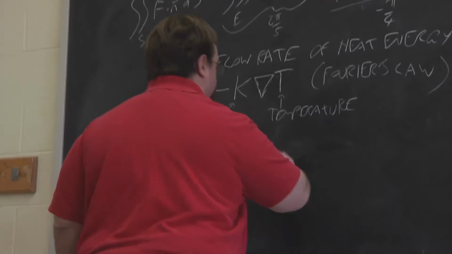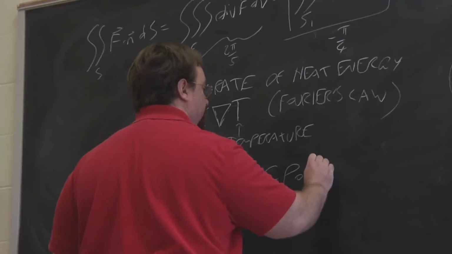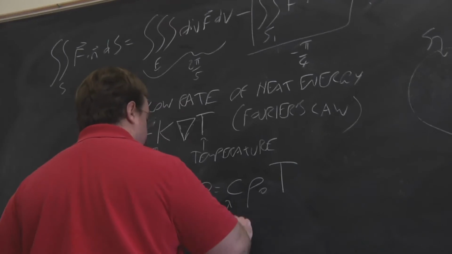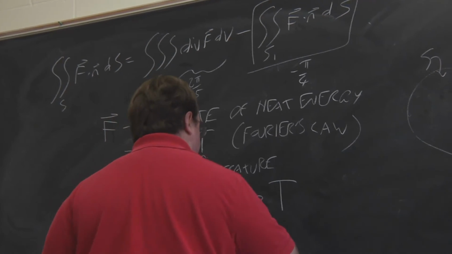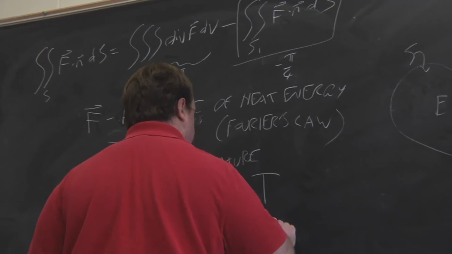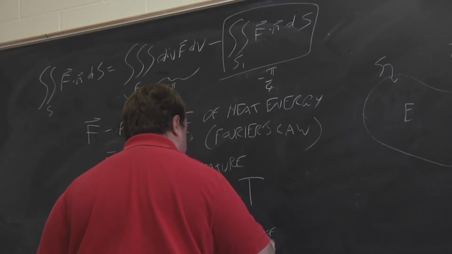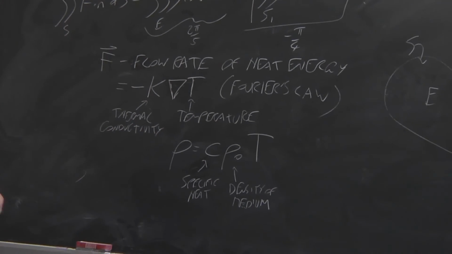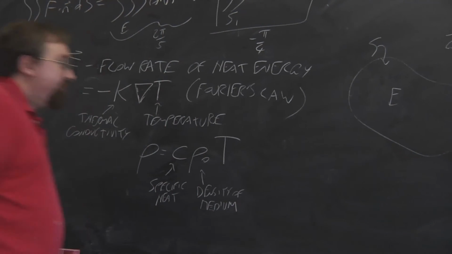Okay, now, rho we can relate to the temperature as well. So it's equal to C rho naught T. C is specific heat. Rho naught is the density of the medium, so the material that we're dealing with. And we'll assume that this density is constant, so it's a homogeneous material. And then T is temperature again.